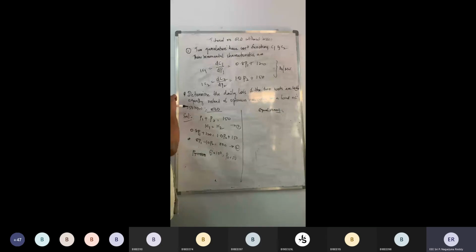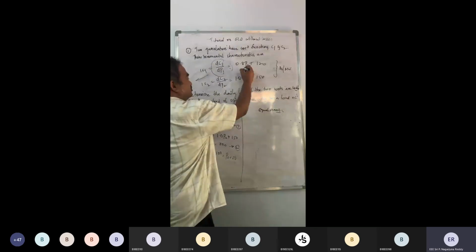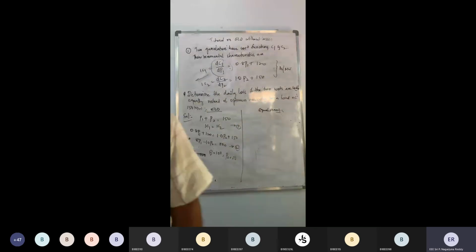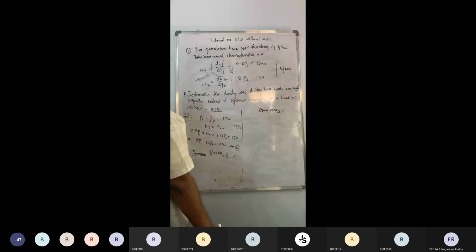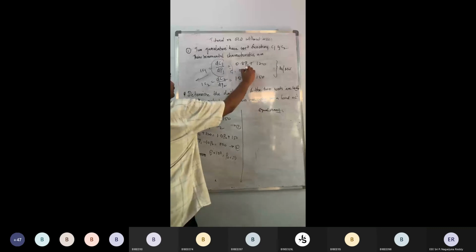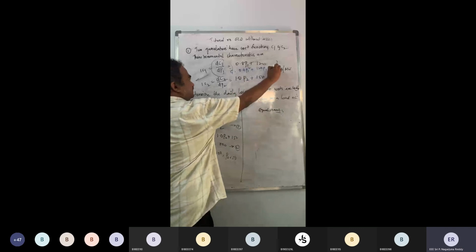Costs are not directly given for you. IC1 is given. If you integrate this, you get the cost. What is the integration of this one? Shall I write here with the blue one? C1 is equal to the integration: 0.4 P1 square plus 120 P1 plus some constant K1.